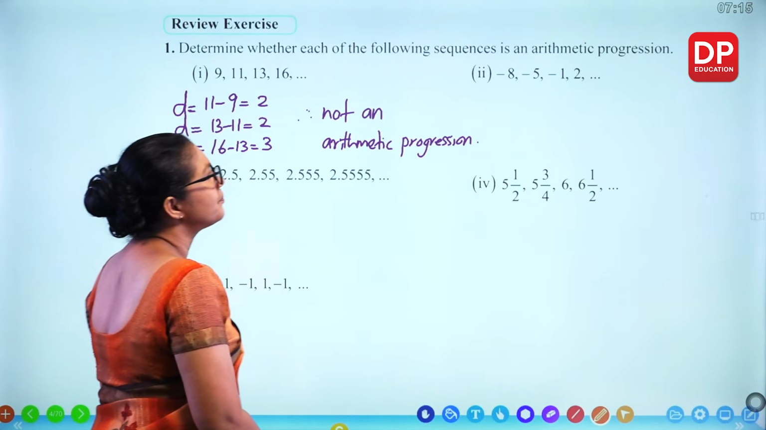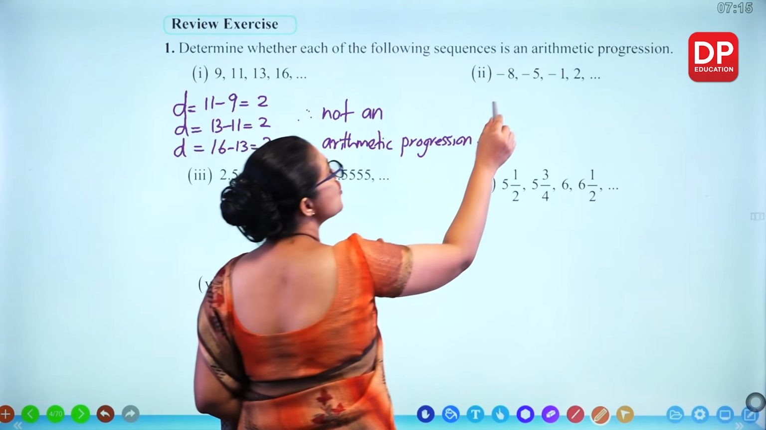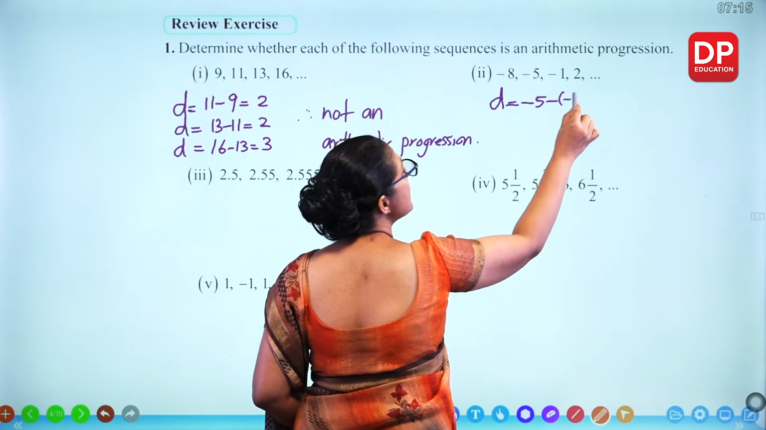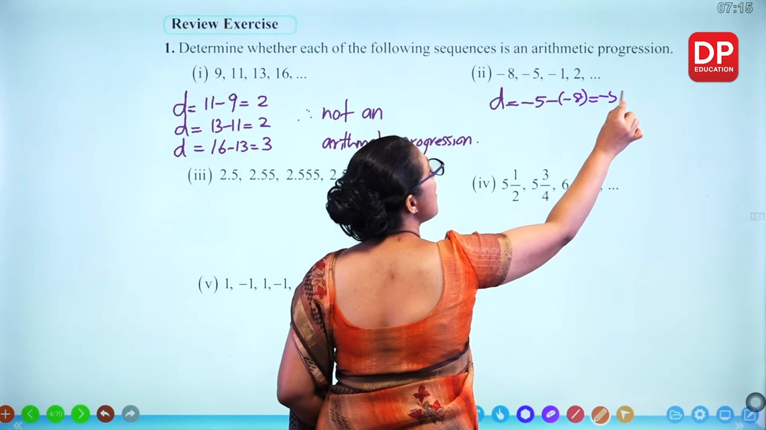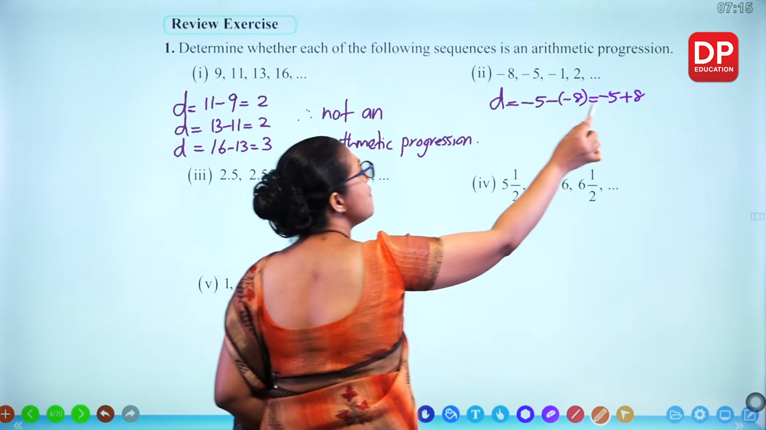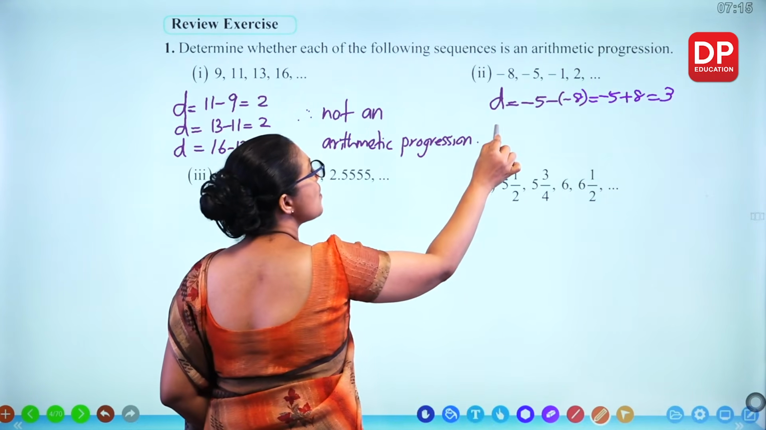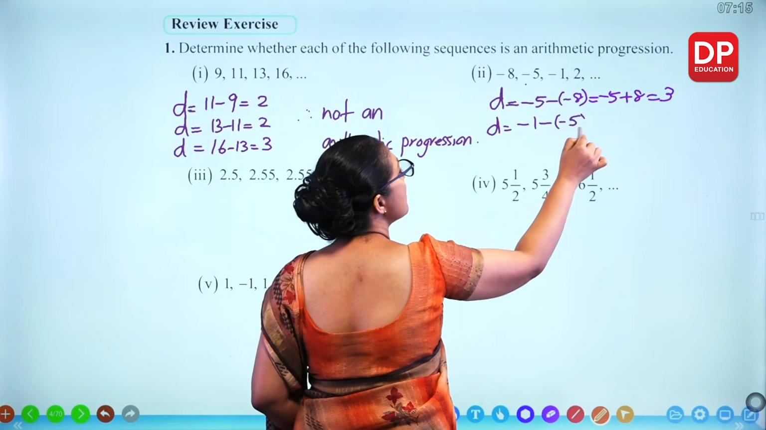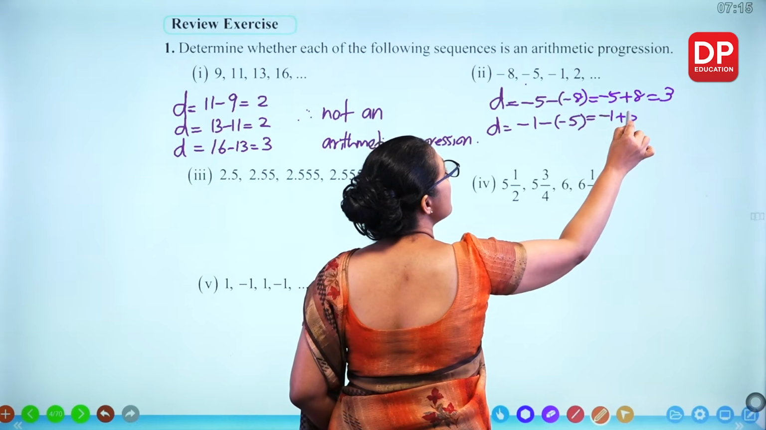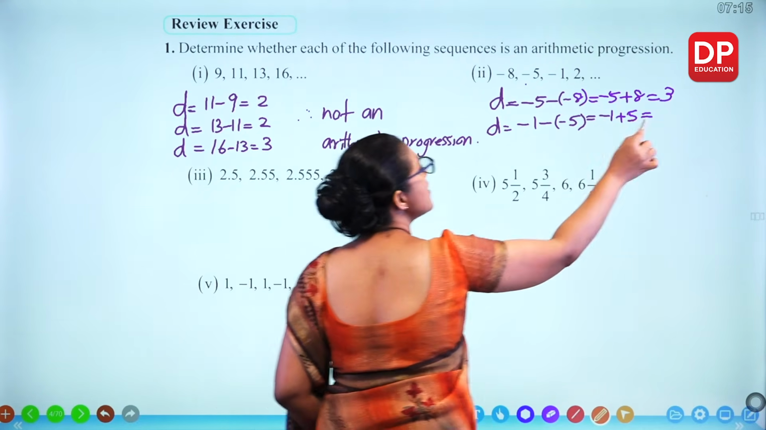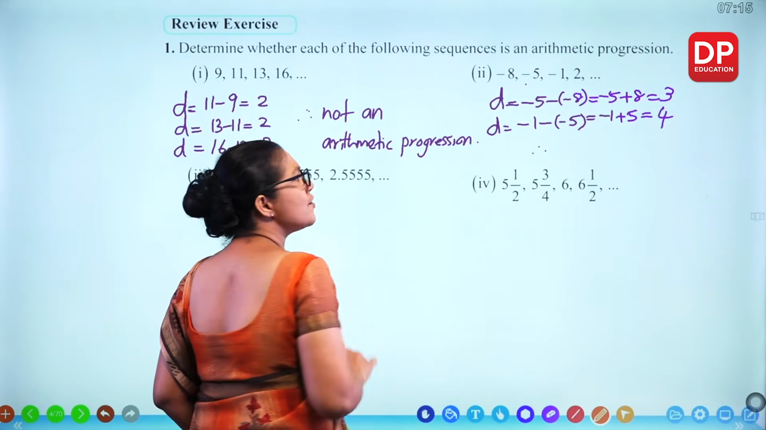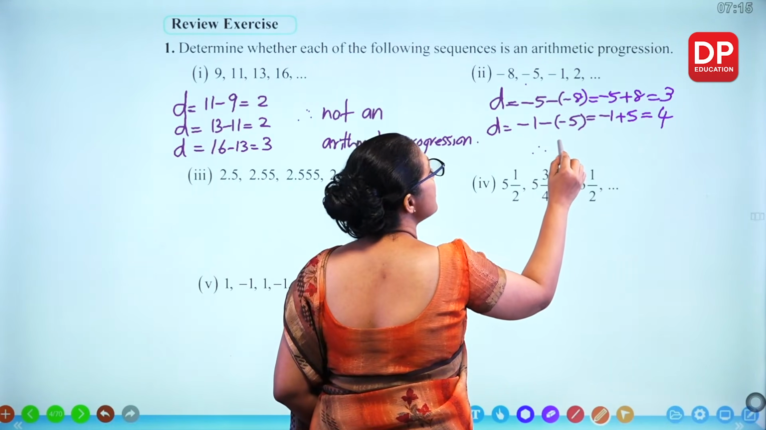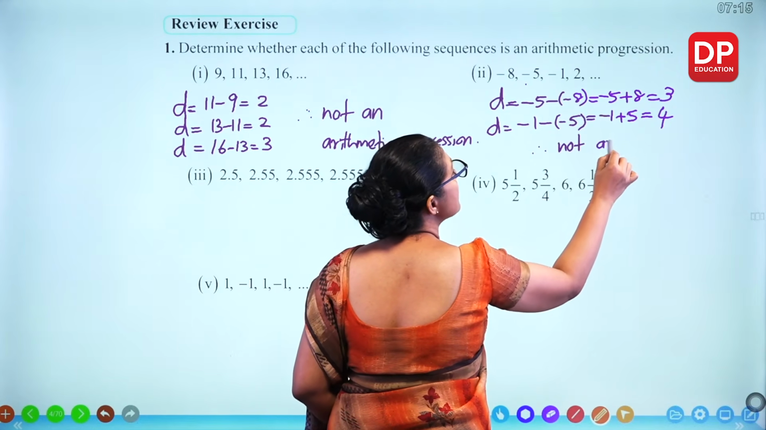Question number 2. Take the first two and see what's the difference. Minus 5 minus minus 8. So you get minus 5 plus 8. 8 minus 5, 3. The next one, if you take these two, minus 1 minus minus 5. Minus 1 plus 5. 5 minus 1 is 4. So what can you say? You don't get the same common difference. It's not arithmetic.